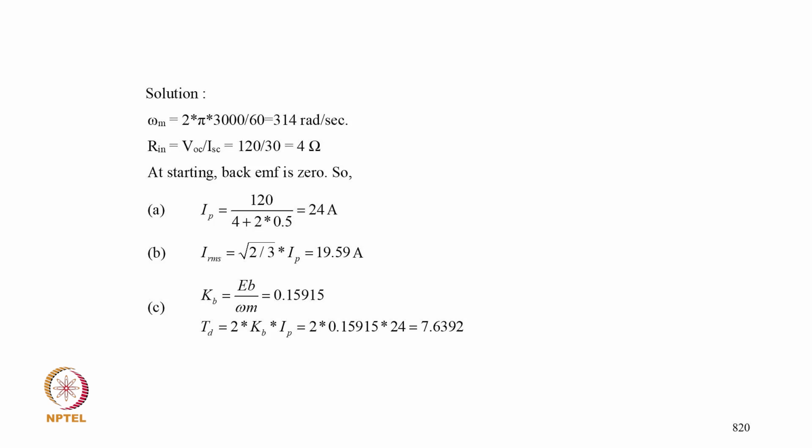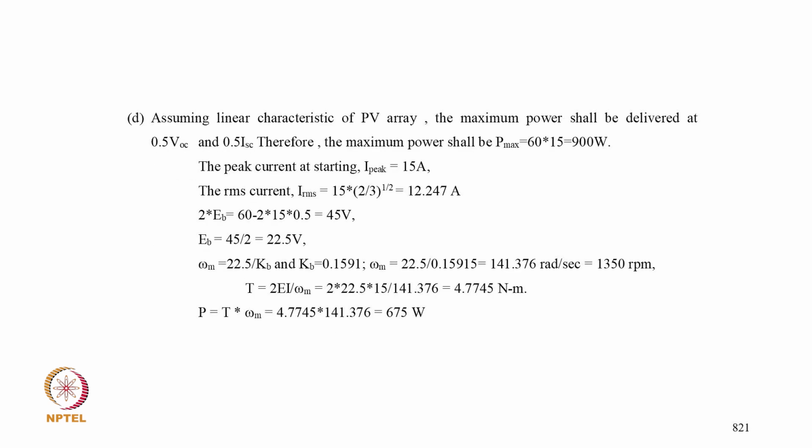At starting, back EMF is 0, so IP equals 120 upon 4 plus 2 into 0.5, that is 24 ampere. IRMS is root 2 by 3 times IP, that is 19.59. KB equals EB upon omega, that is 0.1595, and TD equals EB times KB, that comes 7.6392 Newton meter.